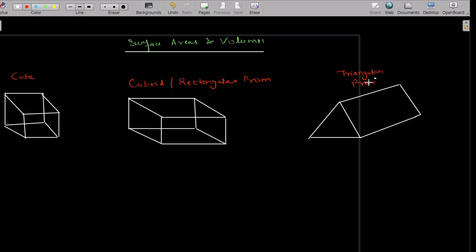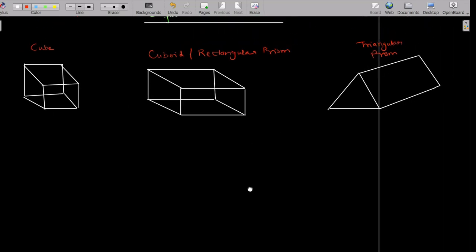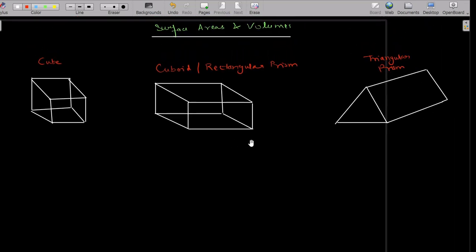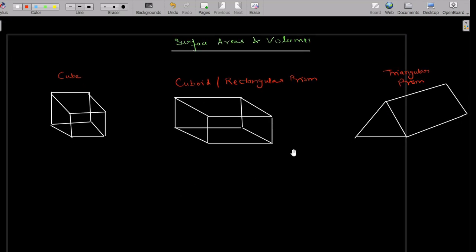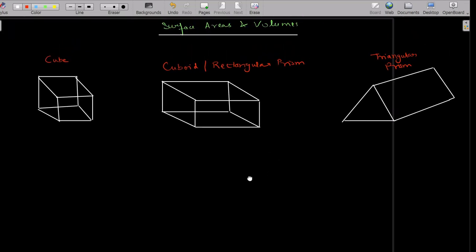First let's do these. Then we have a cylinder, a cone, and a sphere, but they involve circular bases. So on the next page we'll do the objects with circular bases. Okay, so we have to do surface area and volume.